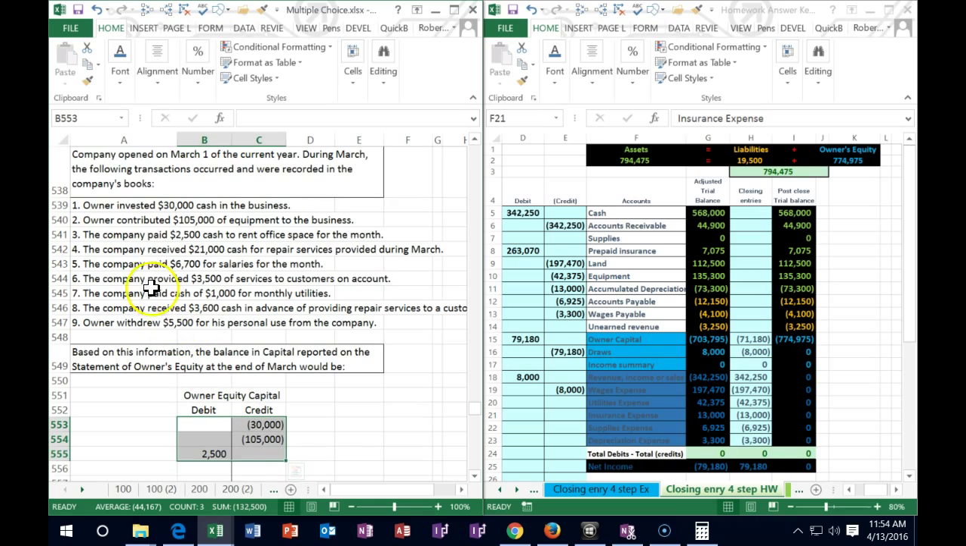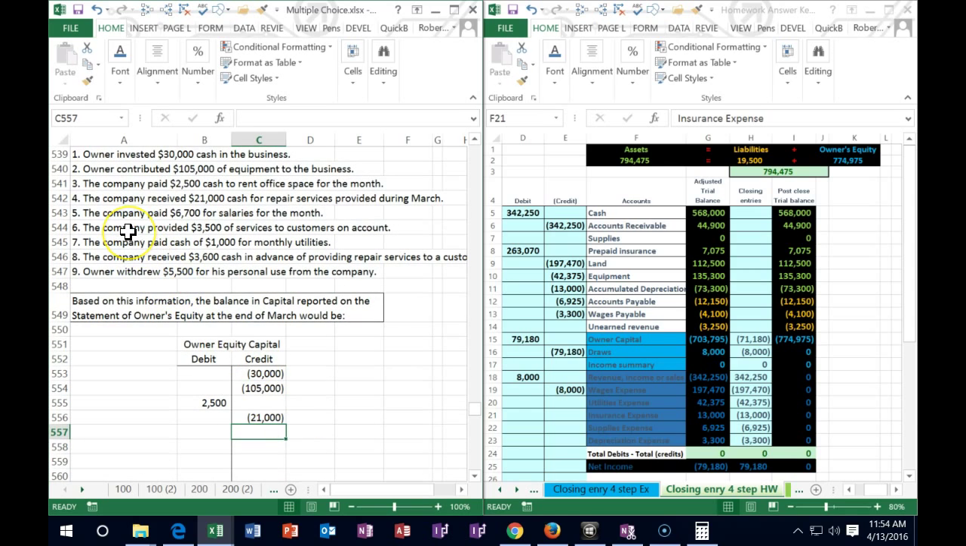All right, so then the next one says the company received 21,000 cash for repair services provided during March. So we did work and we did repair services. So we got cash. Cash is affected. We debit cash. And we're going to credit, in this case, revenue. Revenue is also down here. Revenue has a credit balance. We're going to credit it. And that's going to increase our total capital once we close it out to the capital account. So this is going to be a credit at the end of the day to basically the equity section. I'm going to make it a negative 21,000.